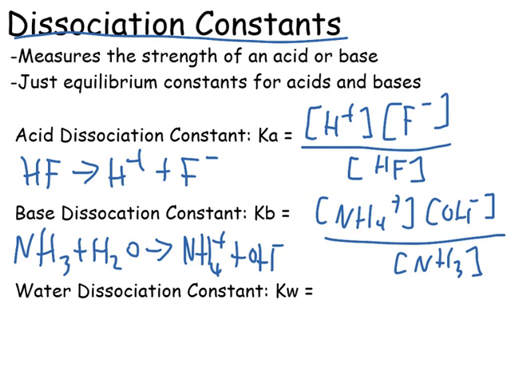And there's one last constant we have to worry about, the water dissociation constant, which is always going to be equal to 1 times 10 to the negative 14th. And that happens to equal Ka times Kb. I'm not going to get into why that works. You can Google that. But just take my word for it.